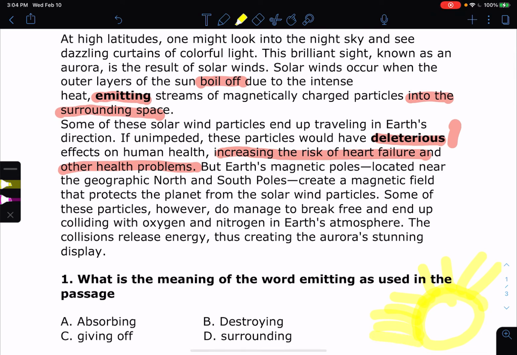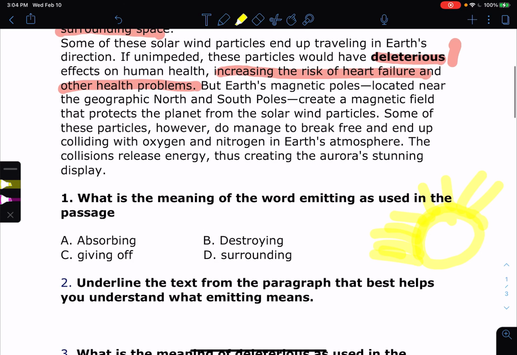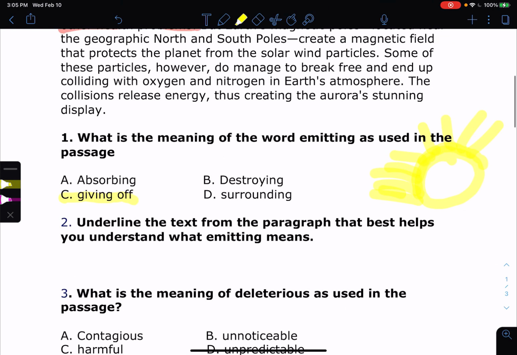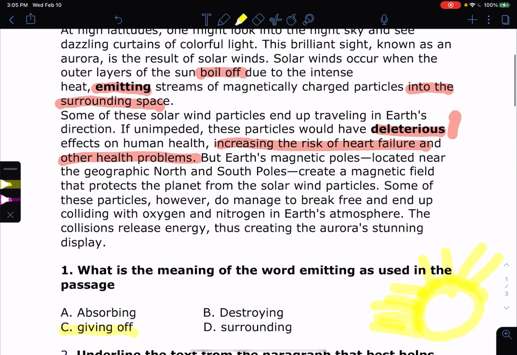So emitting, what does emitting mean? Absorbing? No, there's not being absorbed into the sun. Destroying? No, nothing to do with destroying. It's giving off, right? These particles are being pushed into space. The sun is giving off these particles into space because of the magnificent heat. Okay. Skip that one for now.